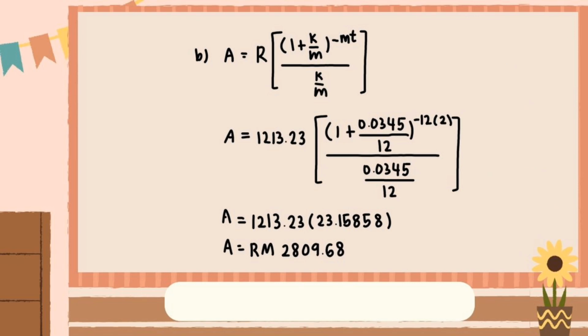Now we move to question 1B. We use the formula A equals R [1 minus (1 plus k/m) to the power of negative mt, divided by k/m]. In this question, we need to find A. R is 1,213.23.